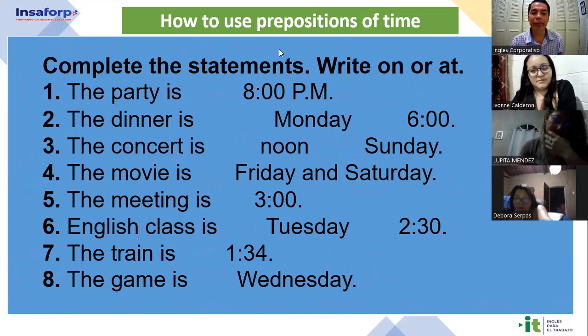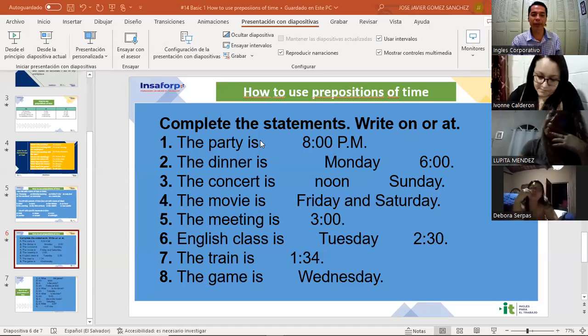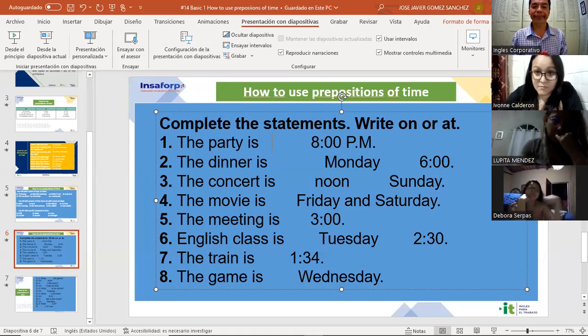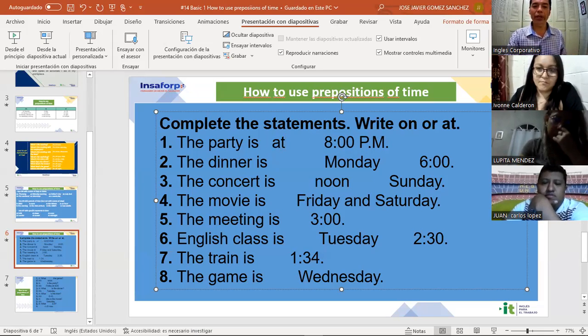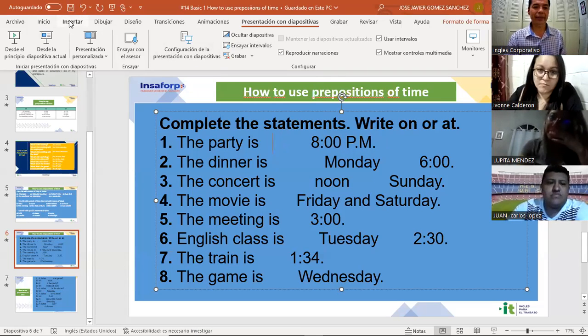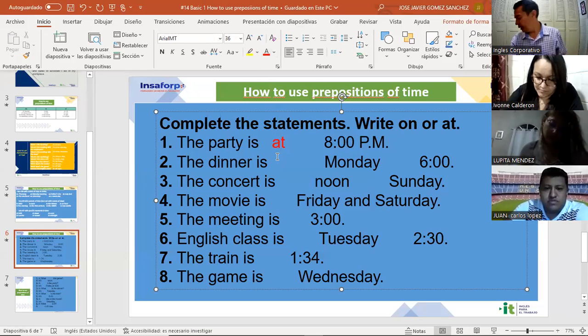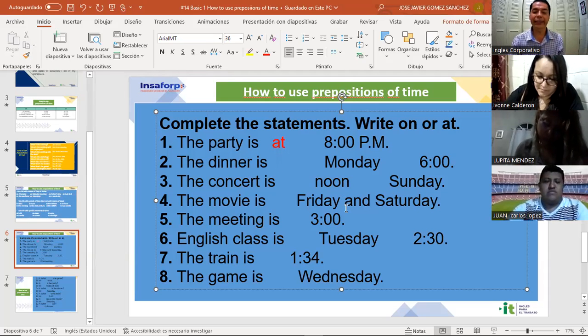The party is... Permítame, voy a escapar de aquí para que podamos escribir. Ahí estamos. Hoy sí ya podemos escribir, ¿verdad? JC. In, on, or at. ¿Cuál es la preposición correcta ahí, JC? At. Okidoki, pero cambiémosla de color para que se distinga, ¿verdad? At. Very good. Next one. Para que vean que no hago trampa, miren. Le toca a Mónica. Number two, Mónica. The dinner is in, on, or at Monday.